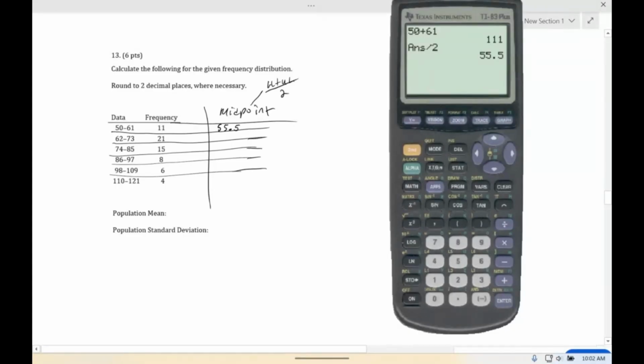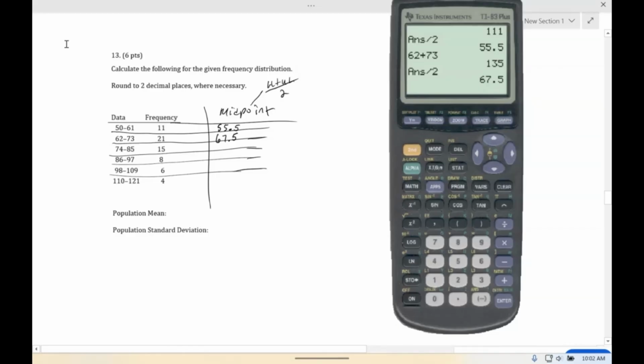I can find the midpoint for the next class. I'm going to add the lower class limit and the upper class limit, and I'm going to divide by 2. And I get 67.5.